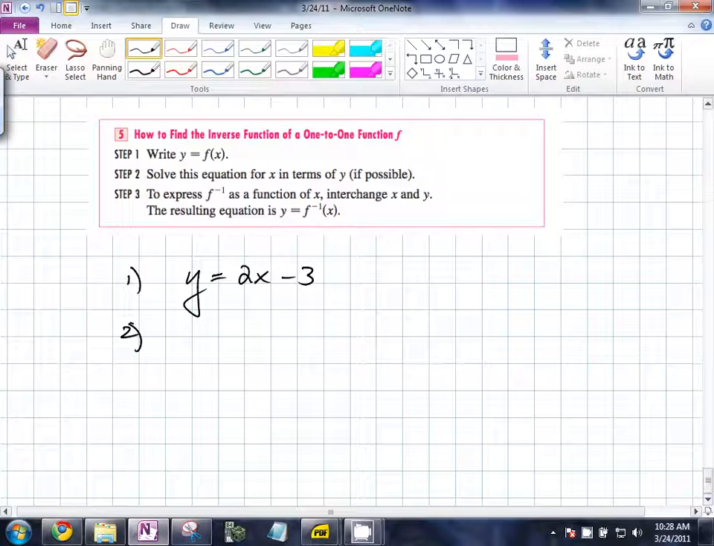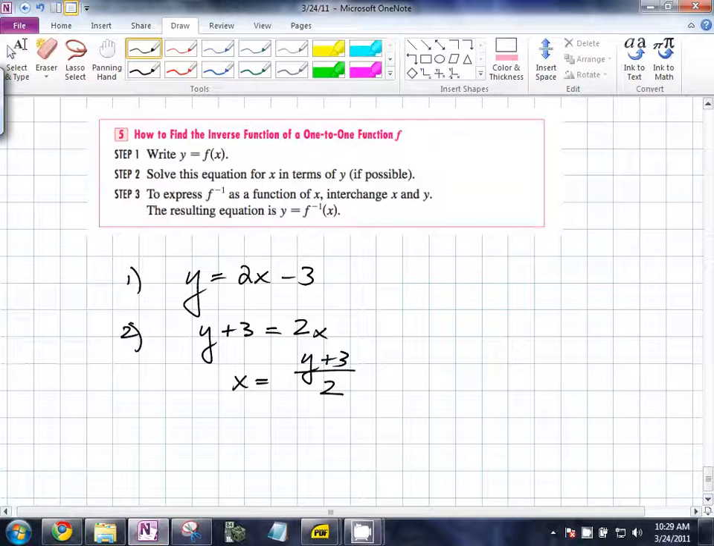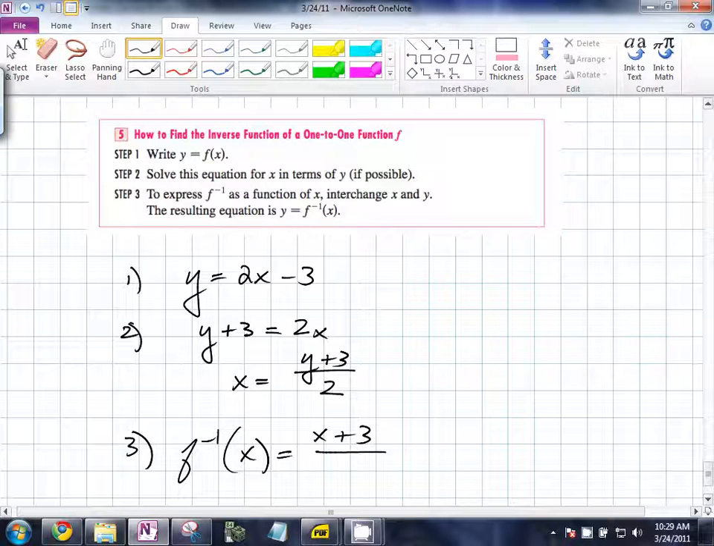x equals (y plus 3) over 2. To express f inverse as a function of x, interchange x and y. The resulting equation is y equals f inverse of x. So what do they mean by interchange? Switch. Just switch. So step 3 is going to be our inverse: f inverse of x will be (x plus 3) over 2. Do you have to switch at the end? You could switch the variables at the beginning if you wanted to. Either way is fine.